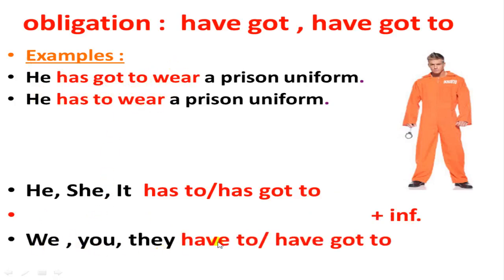We, you, they have to, have got to, plus infinitive, main verb. Prisoners have got to wear prison uniforms. So here, if I use we, you, or they have to, or they have got to wear prison uniforms. This is obligation. You must do it. If you didn't do it, you will have a problem. You will be punished.